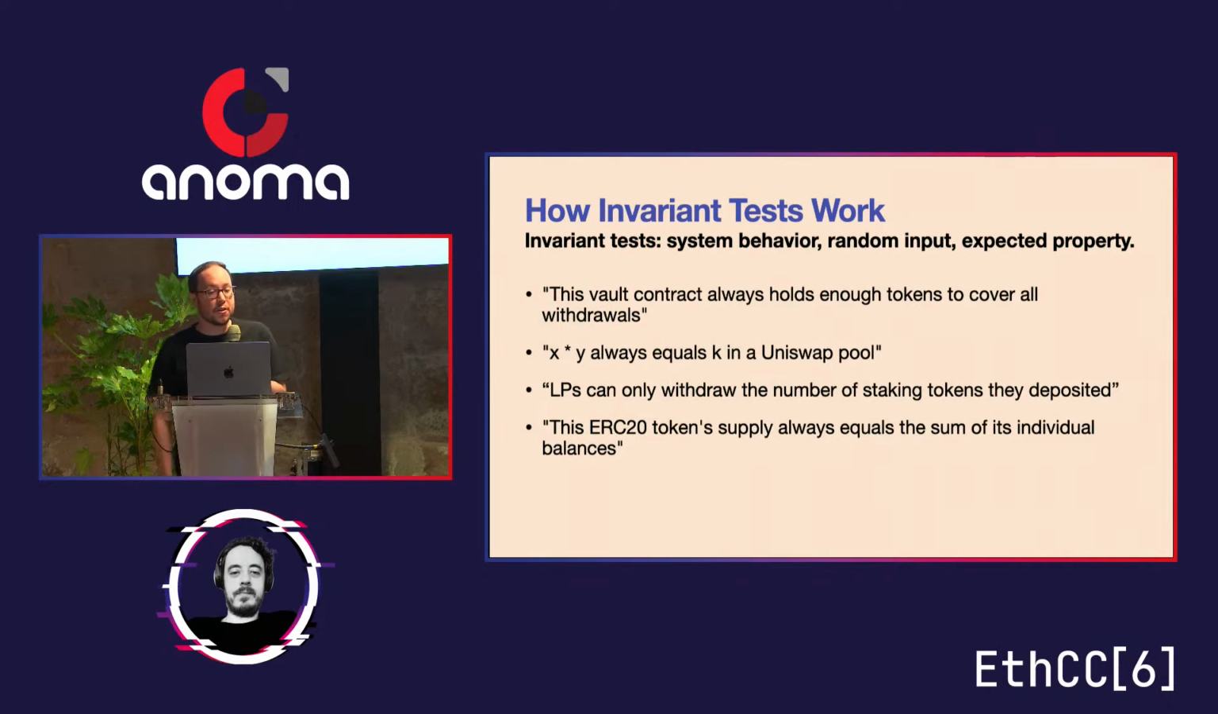Here are some examples of invariants you might write for a smart contract system. A vault contract always holds enough tokens to cover all of its withdrawals. X times Y always equals K in a Uniswap pool. That's a really famous invariant. LPs should only ever be able to withdraw the number of staking tokens they deposited. An ERC20 token supply always equals the sum of its individual balances.